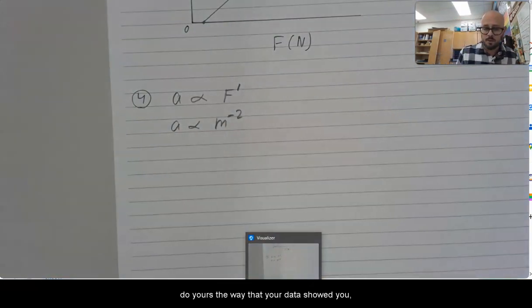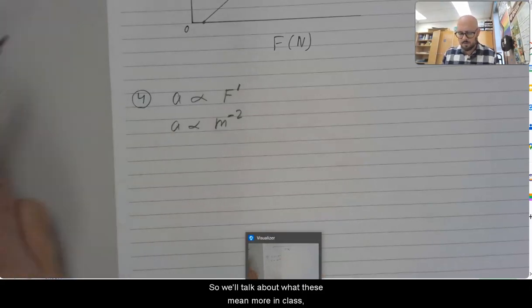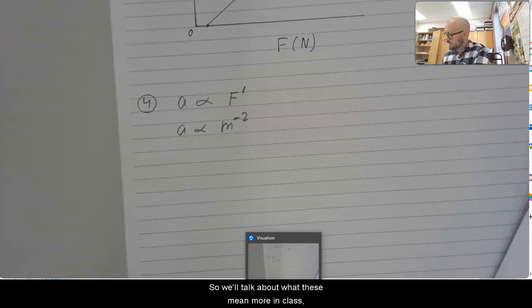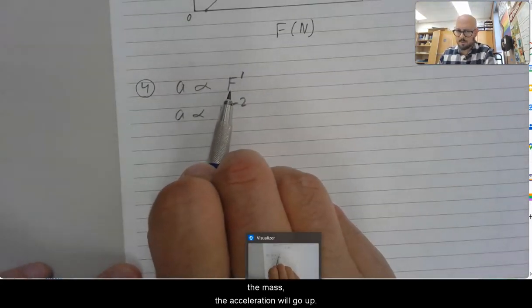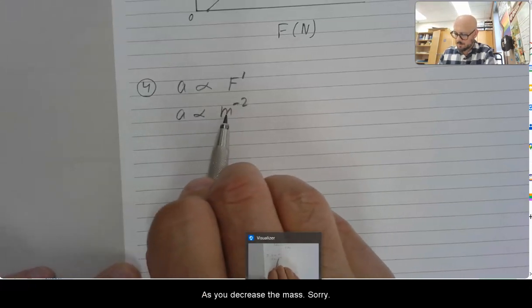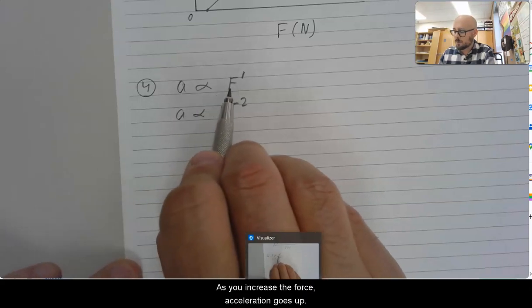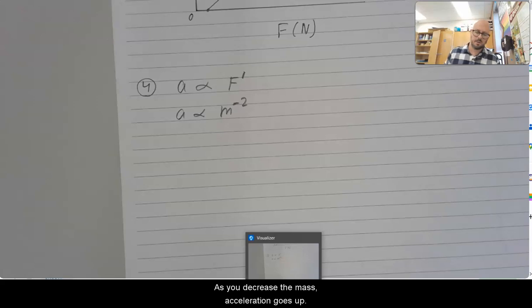So you, again, do yours the way that your data showed you, which is not necessarily what I have. And these are proportionalities, so we'll talk about what these mean more in class. But right now, it means that as you increase the force, acceleration goes up. As you decrease the mass, acceleration goes up.